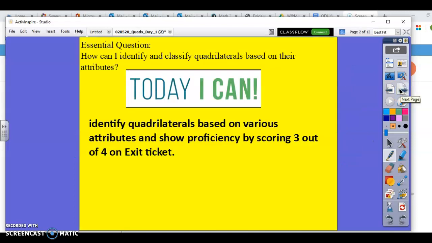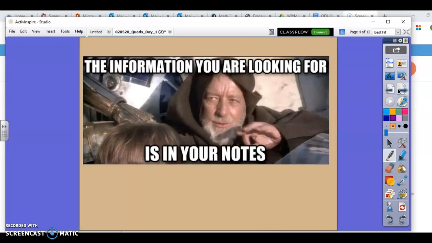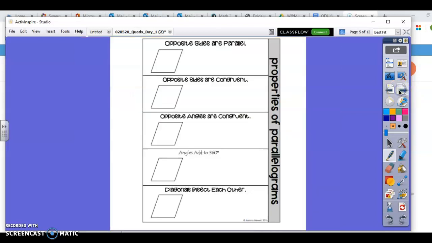All right. So today, how can I identify and classify quadrilaterals based on their attributes? So we're going to look at quadrilaterals. So everyone's going to take out their foldable and go ahead and open it to the inside. This is going to be your first little page. It says properties of parallelograms. So all of these things are what make an object a parallelogram.